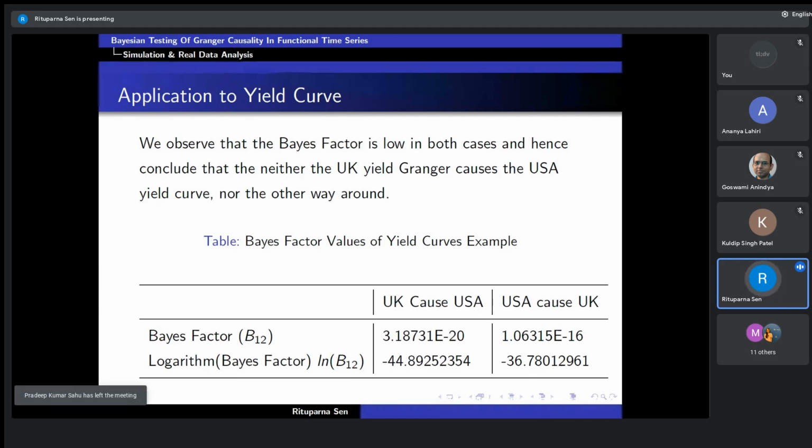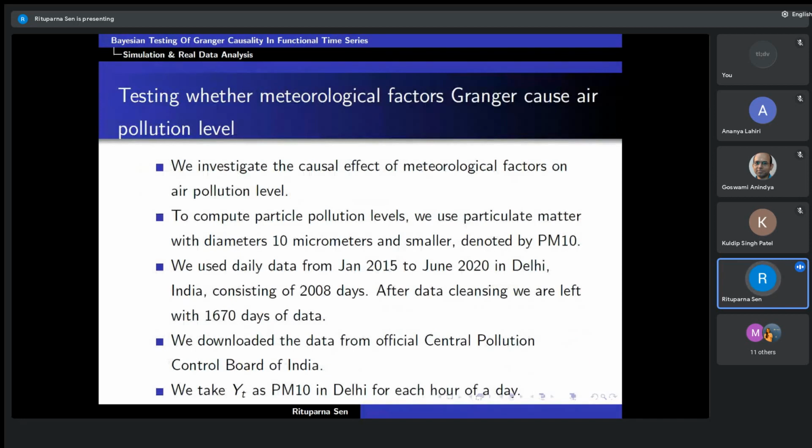But of course, we wanted some test where the hypothesis was rejected. So we looked some more, and we wanted to do this on air pollution and meteorological factors. And since I'm presenting it this way, you already know that the effect was there. So I'll just describe the data. What we do, we investigate the causal effect of meteorological factors on air pollution.